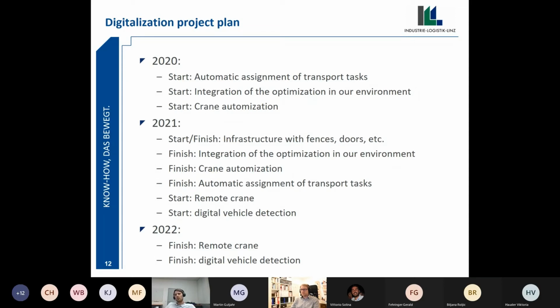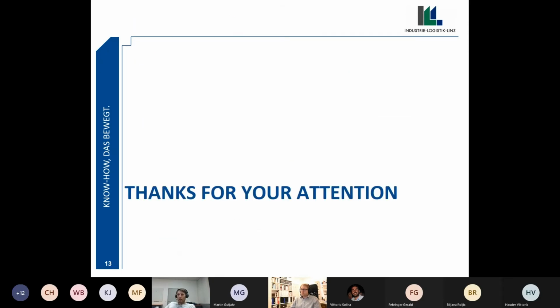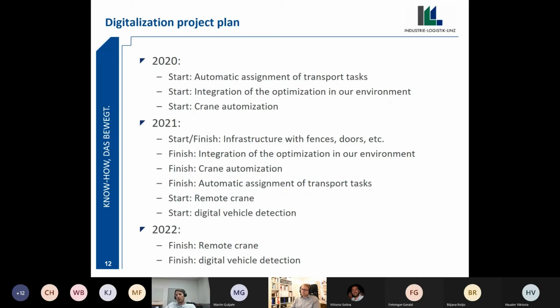We also want to finish the integration of the optimization in our environment and to continually improve the optimization. And we want to finish the crane automation and the automatic assignment of transport tasks. What we want to start at this point is remotely operating the crane and the digital vehicle detection. These two tasks should be finished in 2022. So this is only an overview. We consider about 3 years to handle this project in real life.